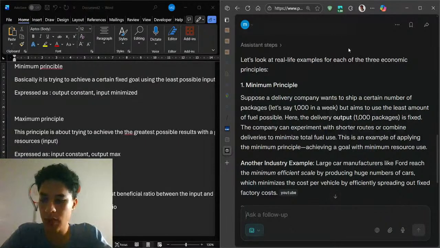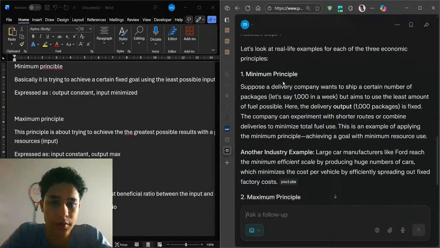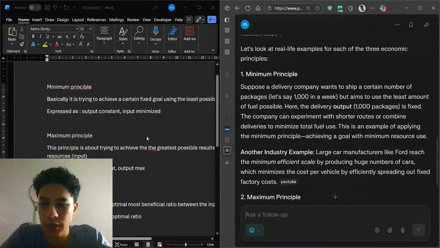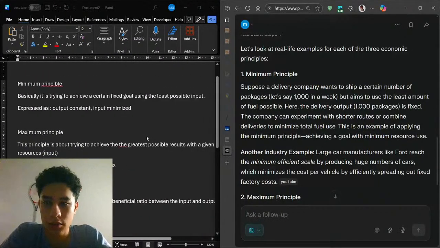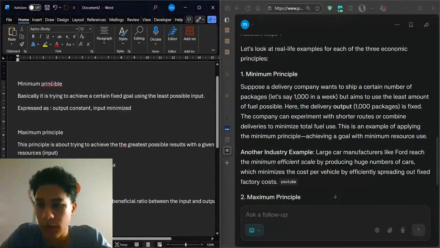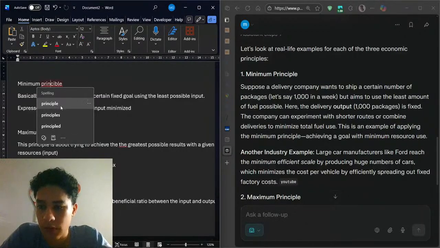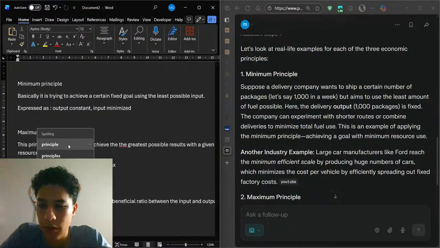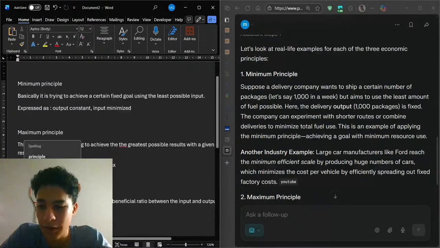let's continue. The first three things that we're going to talk about in economics are the minimum principle, maximum principle, and optimum principle.